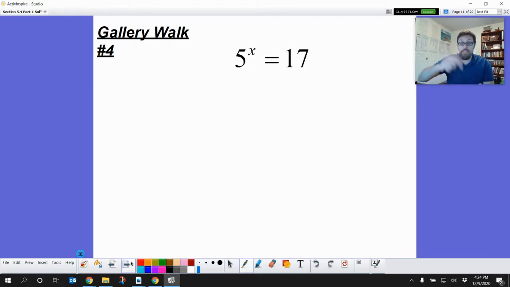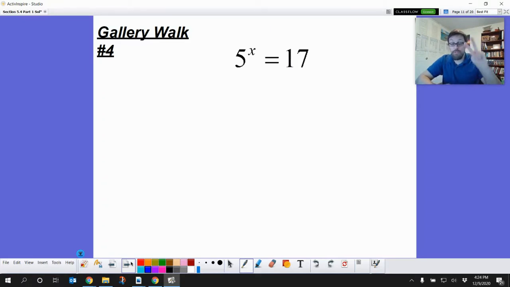All right. Once again, my first thought is, can I get these bases equal? 17, can I make you a 5 to the something? So 5 to the first is 5. And 5 to the second is 25. In fact, 17 is prime. So I am not going to be able to get these bases to match.